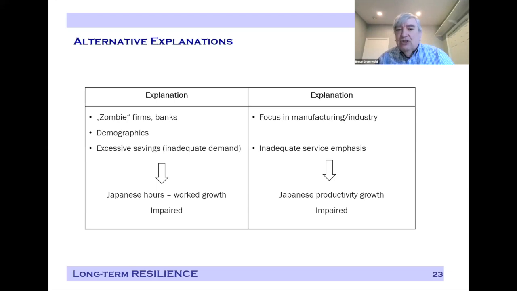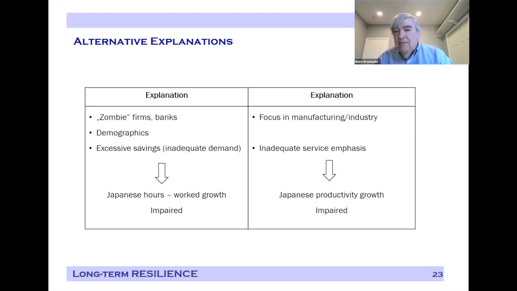So if you think about Japan, which is sort of the poster child for not managing that transition well, people talk about zombie firms and banks, they talk about demographics, they talk about excessive savings. Those are all issues of low demand in some sense: for investment in the zombie firms, for consumption in the demographic case, and consumption in the excess savings case.